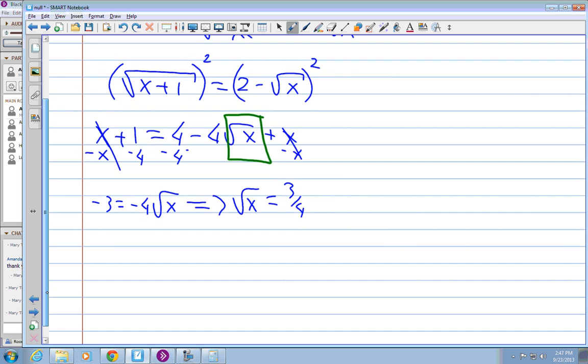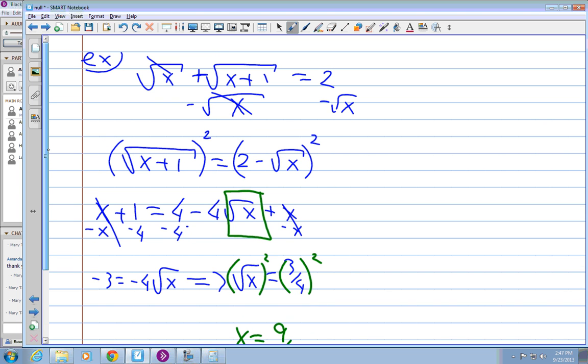Well, that's a nice little equation. So to solve that, we're going to square both sides, we get x equals 9/16. Okay? Are we done? What do we need to do? Check it, right? Because the only solution that we got might not work. So I have to take 9/16 and check it by plugging it into the original.